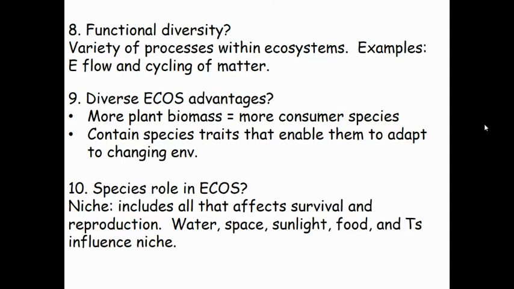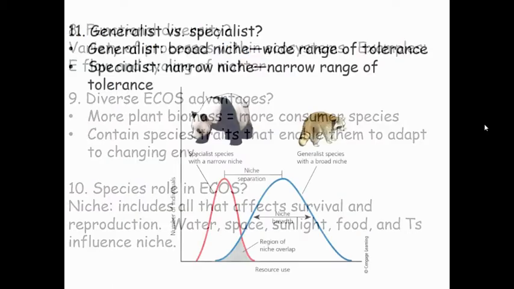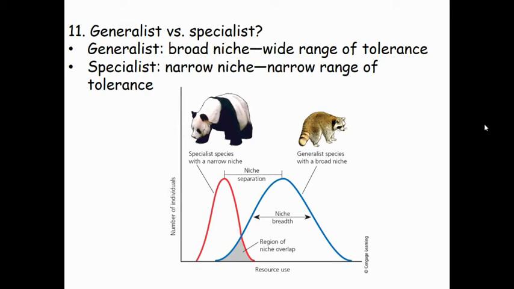Moving ahead in 5, 4, 3, 2, 1. Difference between a generalist and a specialist. A generalist is exactly what it sounds like. They are successful in a variety of habitats. They have a broad niche, a wide range of tolerances, and eat a number of different things.